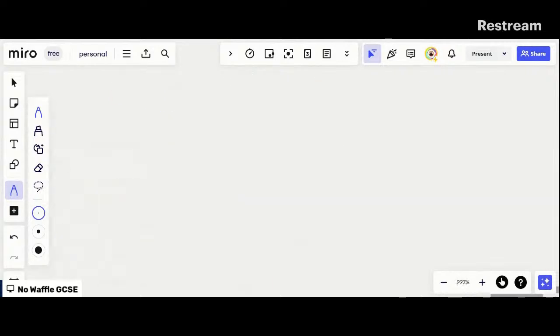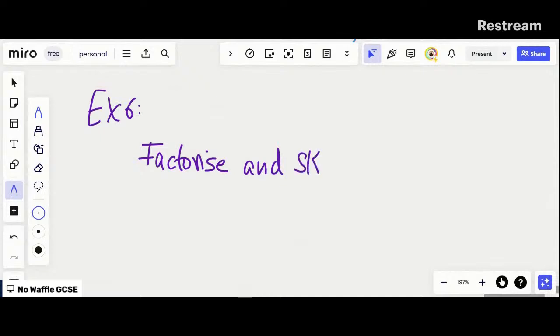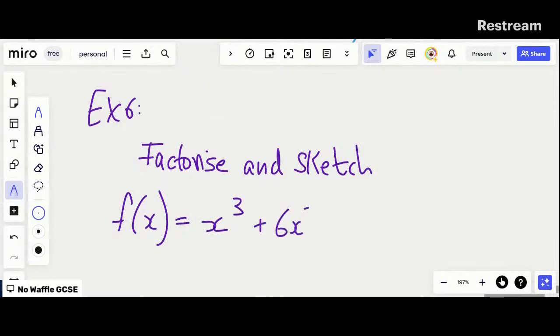So let's do an example here. Can you factorize, I think this is factorize and sketch, f of x is equal to x cubed plus 6x squared plus 11x plus 6.